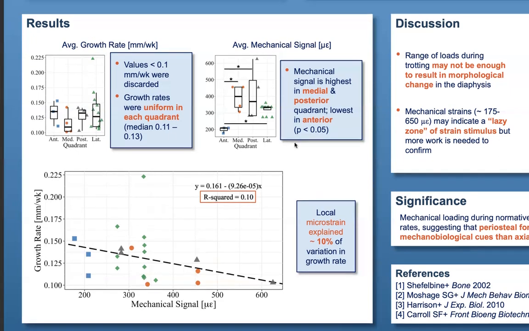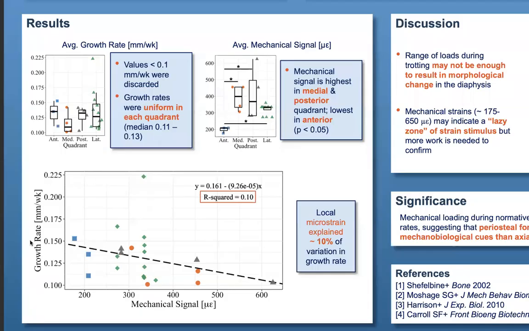Looking at the local microstrain, on the other hand, we found that the strain felt in the anterior quadrant was significantly different and much lower than the microstrain felt across each other quadrant, respectively. You can see that the highest mechanical signaling experienced was in the medial and the posterior quadrant, and the lowest, once again, in the anterior.